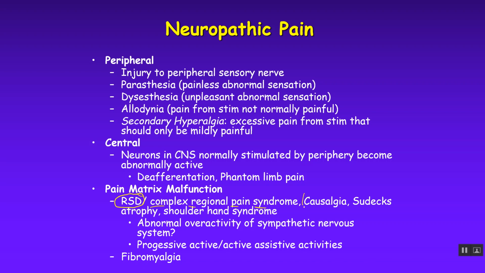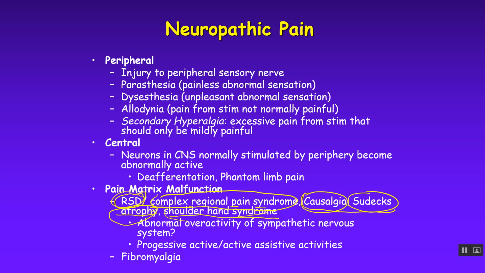Old terms for it used to be causalgia and Sudeck's atrophy or shoulder-hand syndrome. So really, this is what it's called now. But if you hear any of these terms in a textbook or from a clinician, we're all talking about the same thing. If it's shoulder-hand syndrome, it just means it's happening in the shoulder and hand, because it can happen in the leg too.